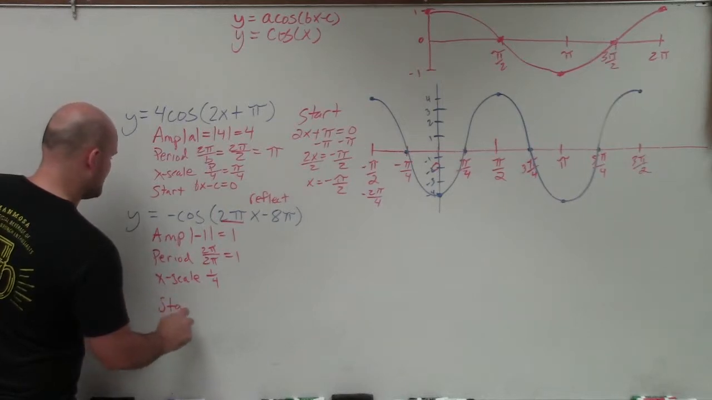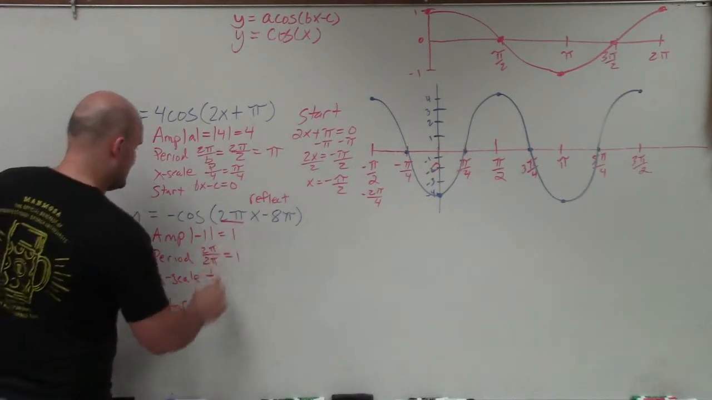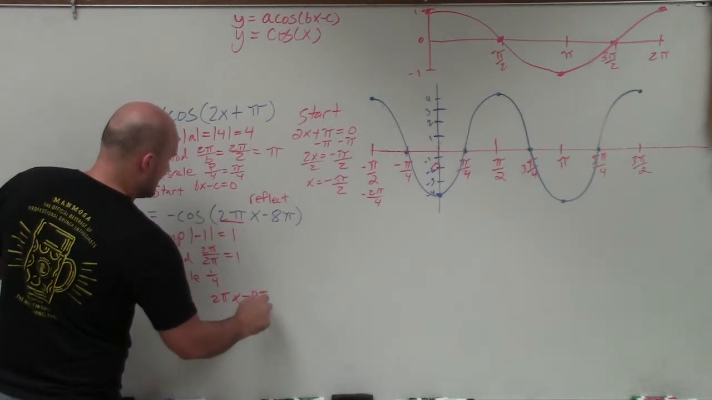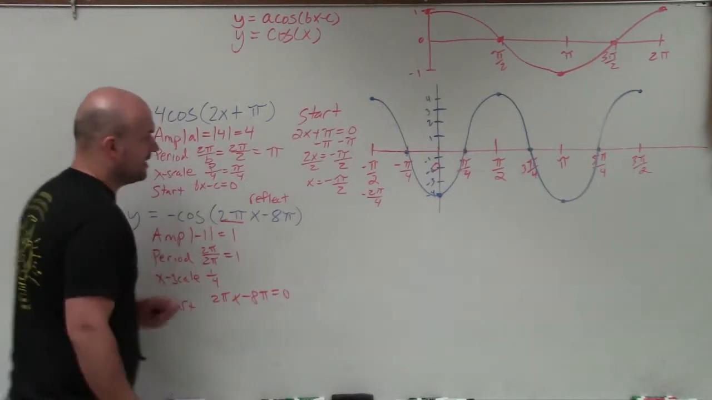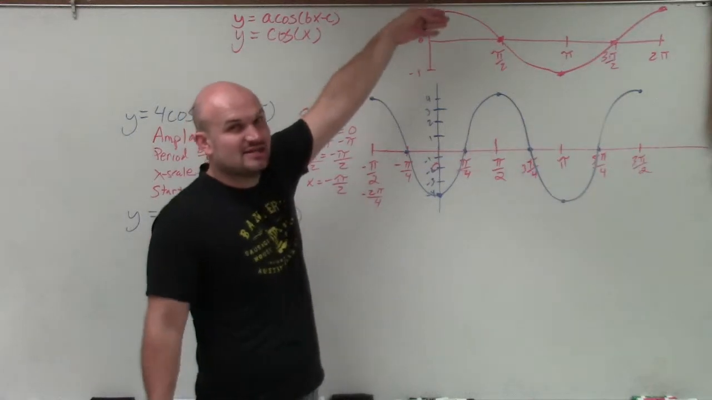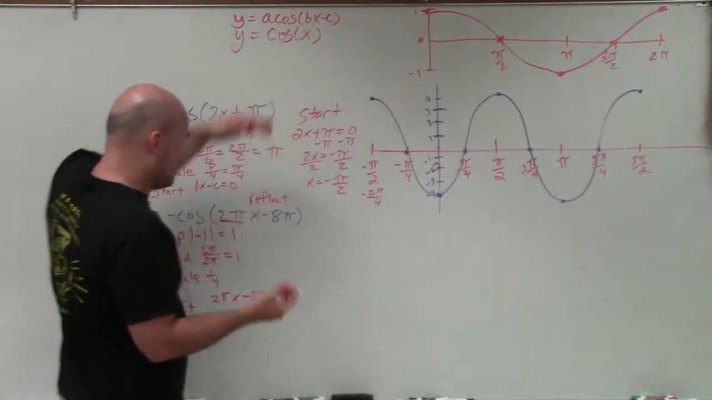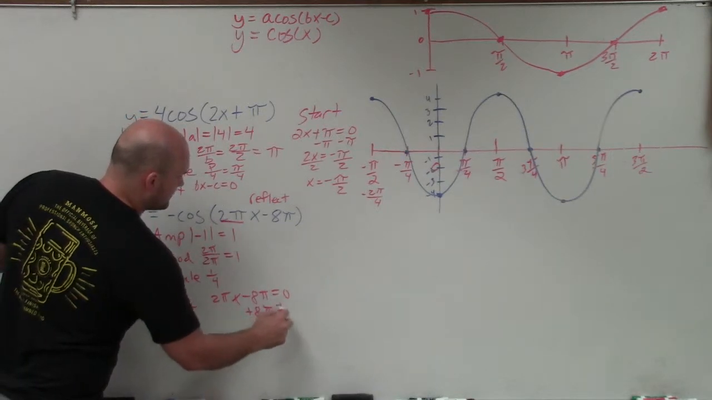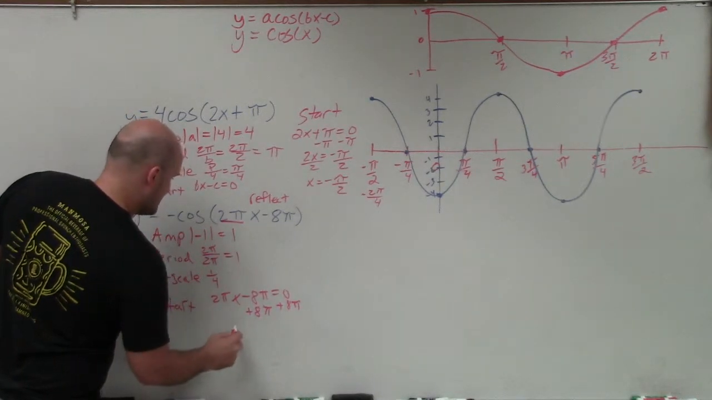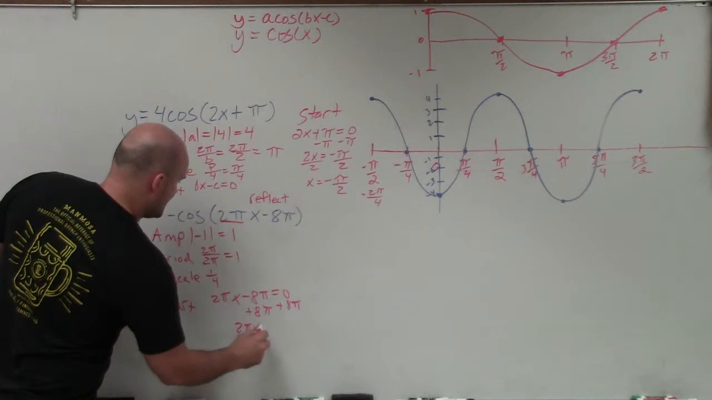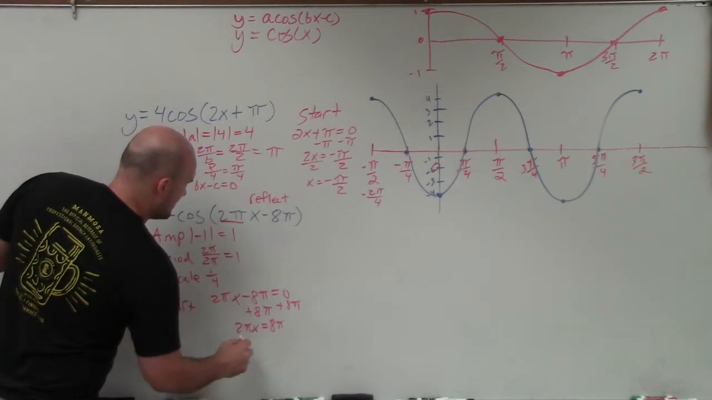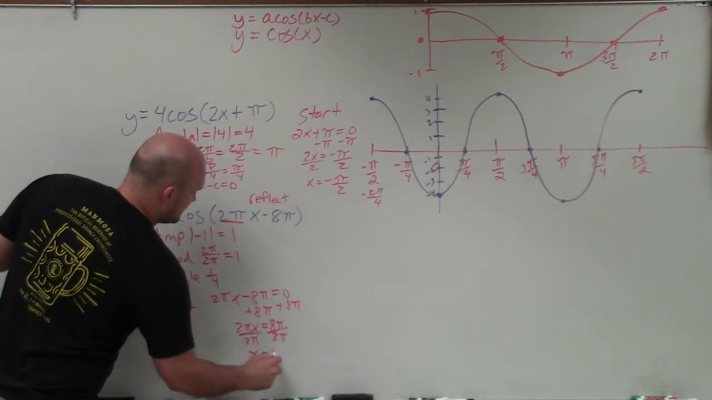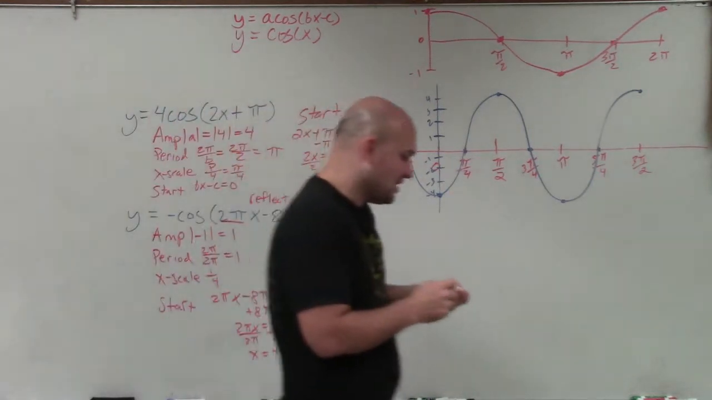And my start here is going to be this crazy equation, 2 pi x minus 8 pi equals 0. Because again, the initial period starts at 0. So we're going to set what's inside the function equal to 0 and then solve for x. So the first thing I'll do is I'll add 8 pi. Therefore, I have 2 pi x equals 8 pi, divided by 2 pi. X equals 4. So that means I'm going to now start at 4.